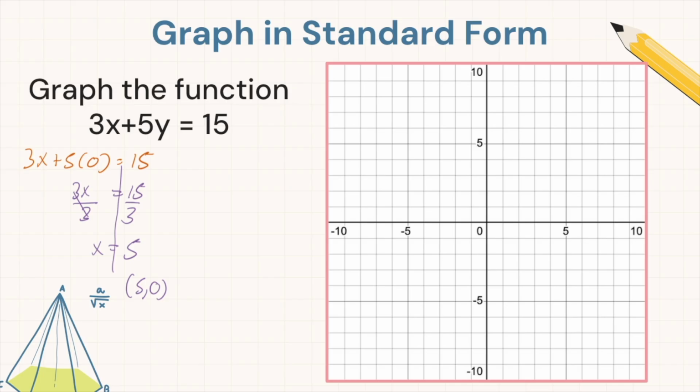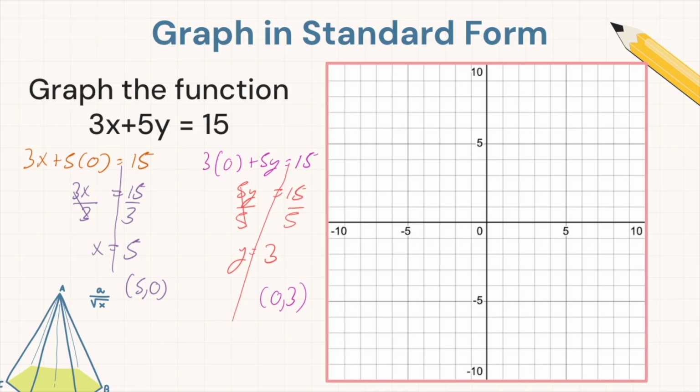Now we're going to do the same thing for our y-intercept, except this time we're going to substitute 0 for x. So we got 0 here, plus 5y is going to equal 15. Now it's time to set up and solve our equation. So 3 times 0 is going to give us 0. So we're going to end up with 5y equals 15. Divide both sides by 5. 5 divided by 5 is 1, or 1y. And 15 divided by 5 is 3. So we have y equals 3, or our y-intercept is going to look like (0, 3).